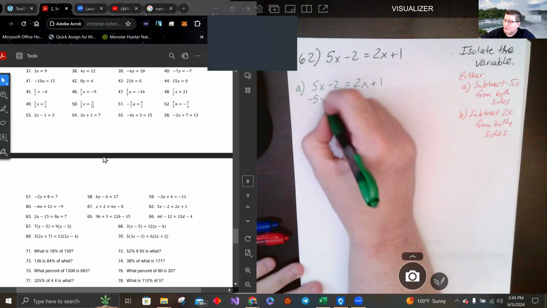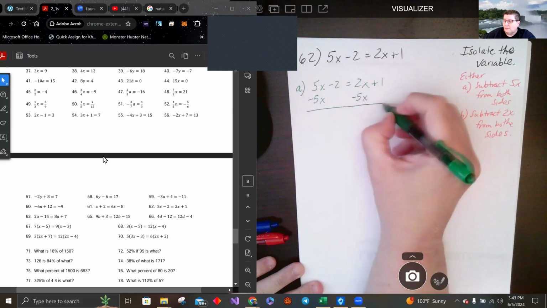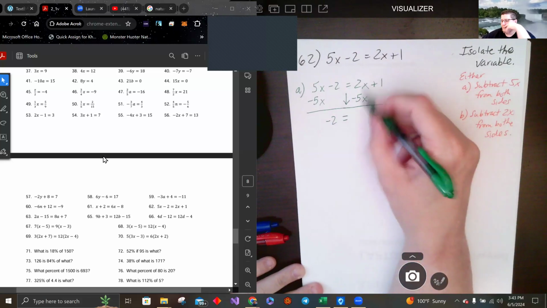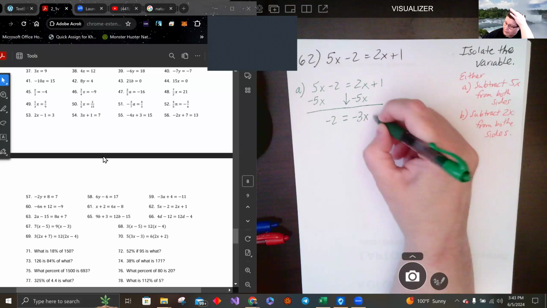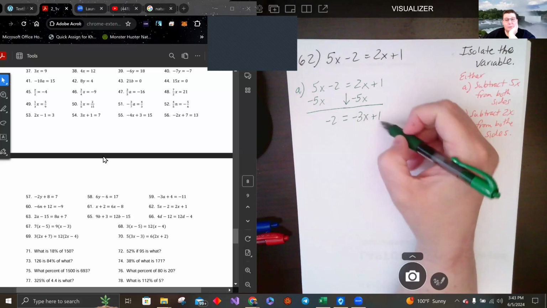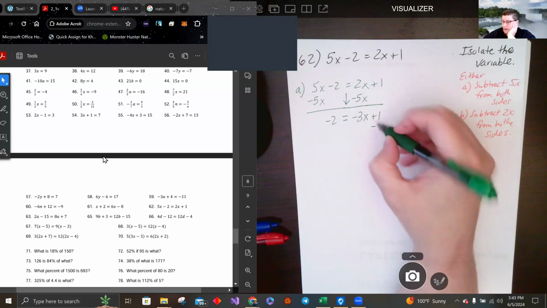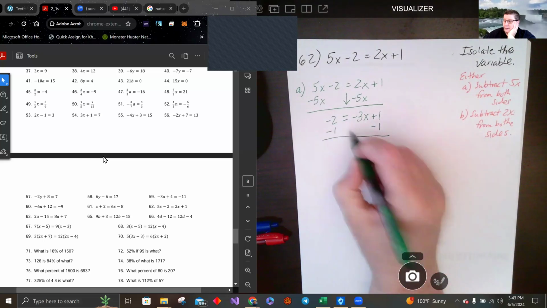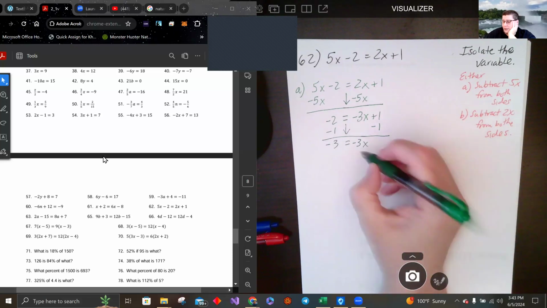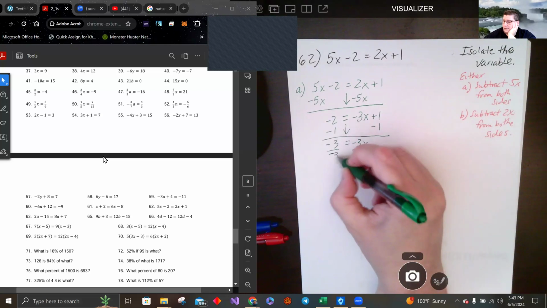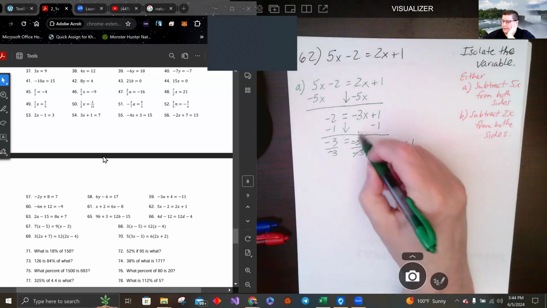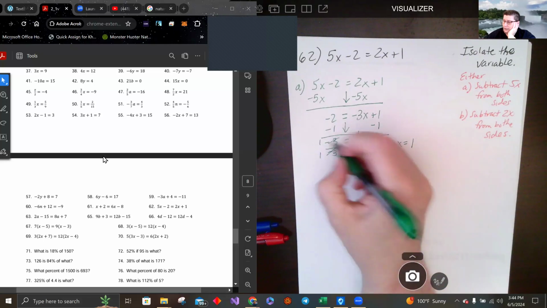I will subtract 5x from both sides. 5x minus 5x is 0x. I don't have anything left there, but I do have that -2. 2x minus 5x is -3x, and I still have that 1. Now I'm trying to get x by itself. X is already gathered on one side. So I will start with getting rid of the thing added or subtracted. -2 minus 1 is -3. And then we divide by -3. And we get x equals 1. That cancels. That cancels. Leaving behind a 1 over a 1.